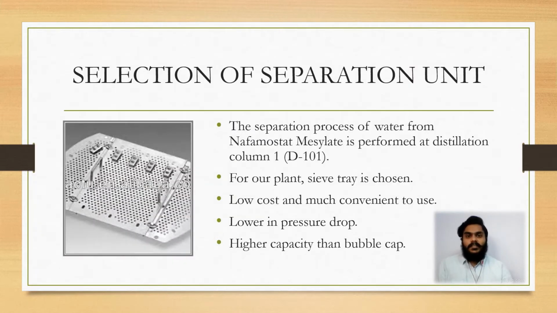In chemical engineering, separation process is used to transform a mixture of substance into two or more distinct products. The separation process of water from nafamostat mesylate is performed at distillation column 1. So, for this plant, sieve tray is chosen since it has more advantages compared with others such as low cost and more convenient to use. Besides that, pressure drop using sieve tray is lower compared to other types of tray like valve and bubble cap trays. The capacity of sieve tray is also higher than the bubble cap.